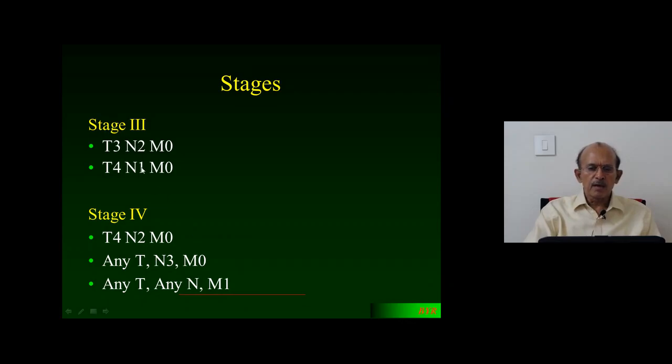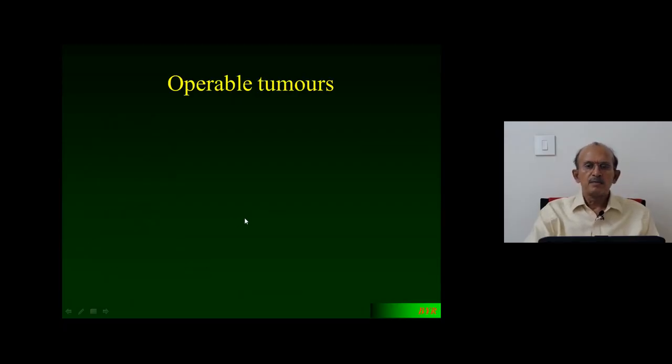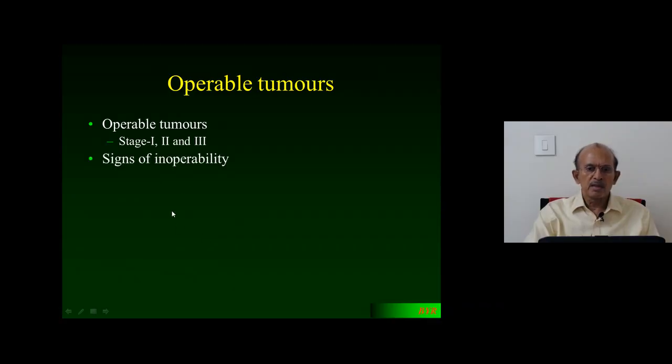It is literally difficult for undergraduate students to remember the staging. What they can remember is that stage 1 and 2 mean the disease is confined to the stomach wall. It has not breached the serous coat, and lymph nodes are fewer than 6 in number without any metastasis. All the others are advanced stage. That way you can remember it. The operable tumors, where the tumor can be removed by curative resection, are stage 1, 2, and 3.